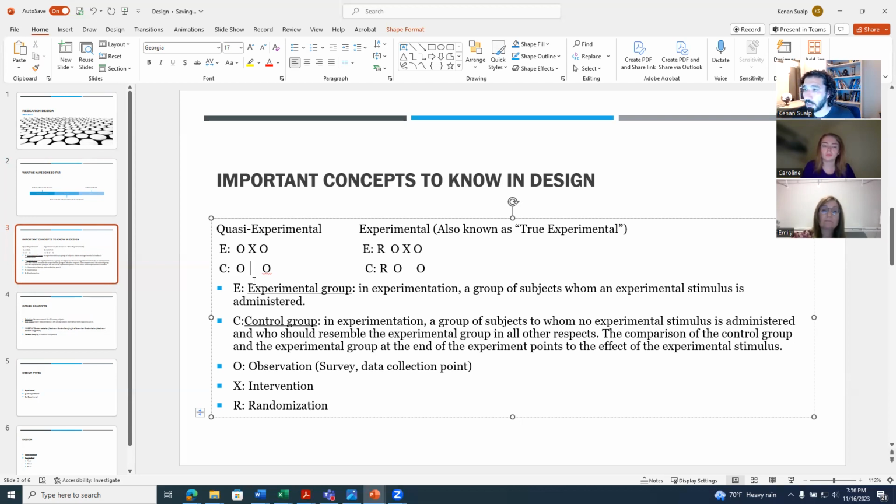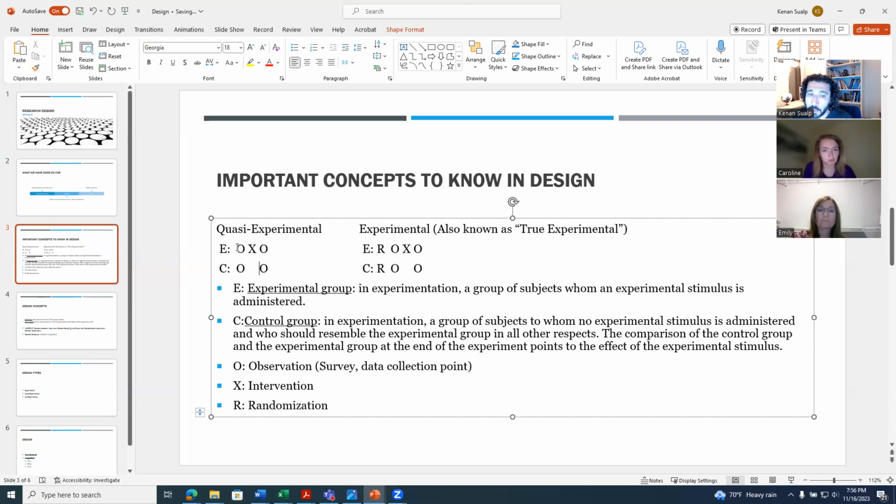Don't put X, because two X's means you have two interventions, and then both of them would become experimental groups. That doesn't make any sense, since you would provide the same intervention to two groups. So put a different letter like Y. If you are using an alternative strategy, put Y here, X and Y.